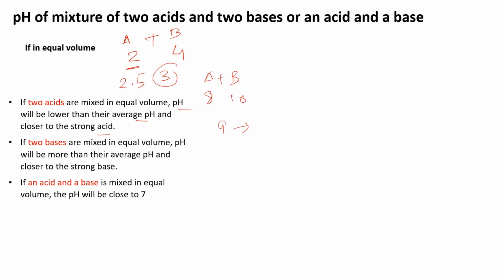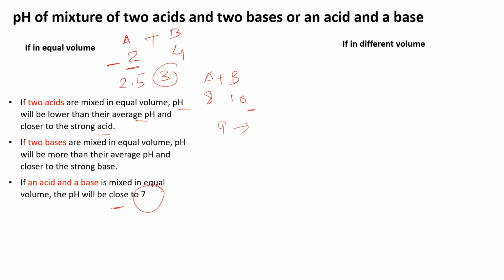If an acid and base are mixed in equal concentration, the pH will be around 7 only. If two acids are mixed, the pH will be lower than average, closer to the strong acid. If two bases are mixed, the pH will be more than average, closer to the strong base. If an acid and a base are mixed, the pH will be around 7.